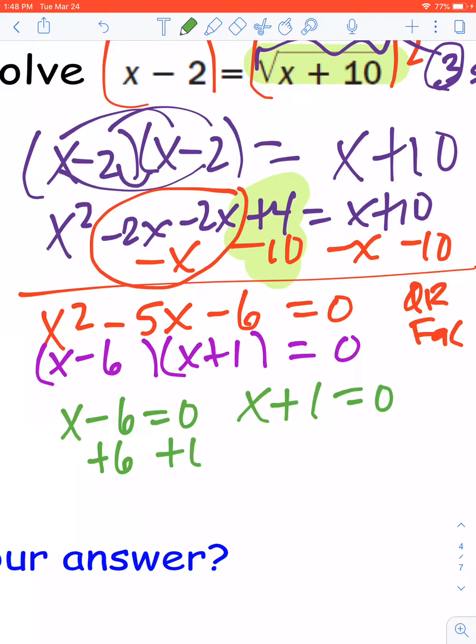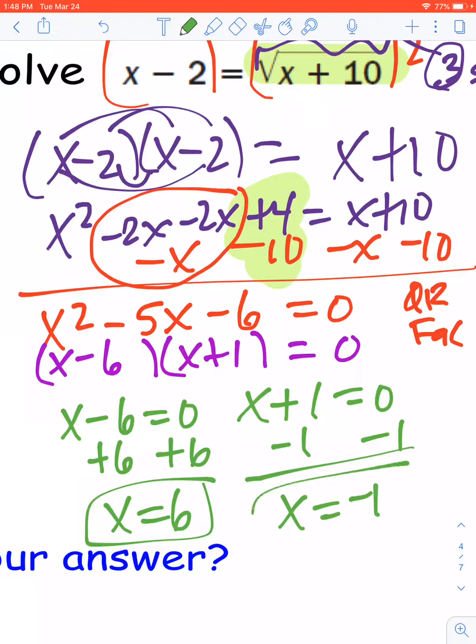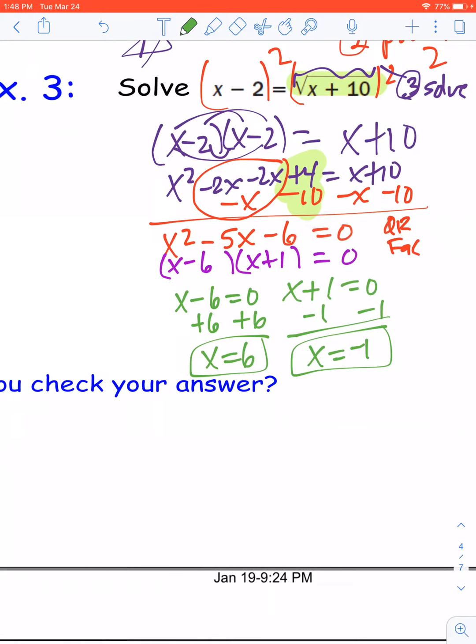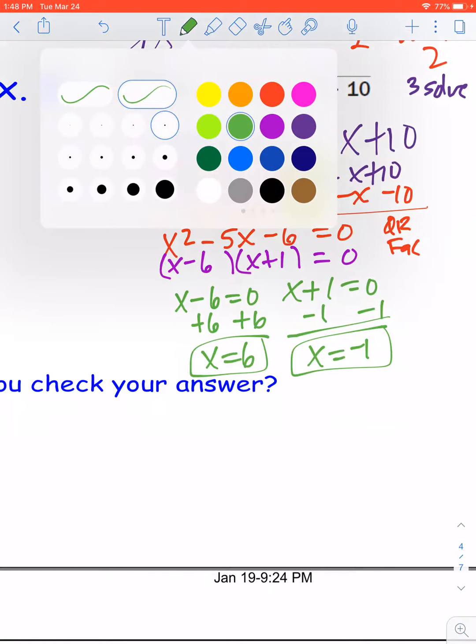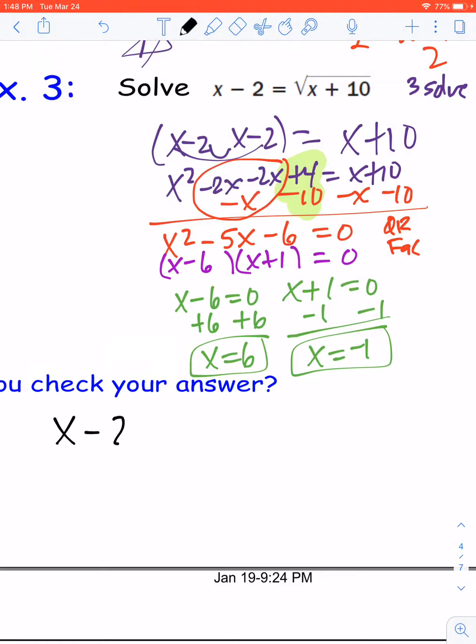So x is equal to 6 is one possible answer, and x is equal to -1 is a second possible answer. But again, what do we have to do? We've got to check our answer. So let's go back to the original. I'm going to get rid of all of that so you can see what it looked like. Our original problem was x minus 2 equals the square root of x plus 10.